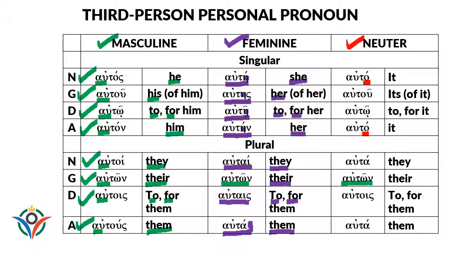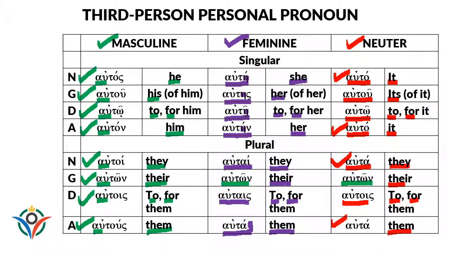And then finally, let's do the singular forms together. The neuter: auto, translated as it; autou, translated as its; dative, auto, or for it; and the accusative is auto. All right, so we see that the nominative and the accusative singulars are identical, as well as the nominative and accusative plurals. All right, so the plurals, nominative is auta, translated as they. The genitive is auton, translated as their. The dative is autois, to or for them. And then finally, auta, translated as them.